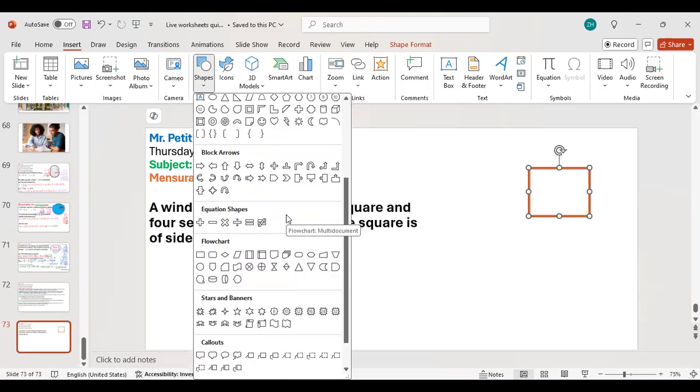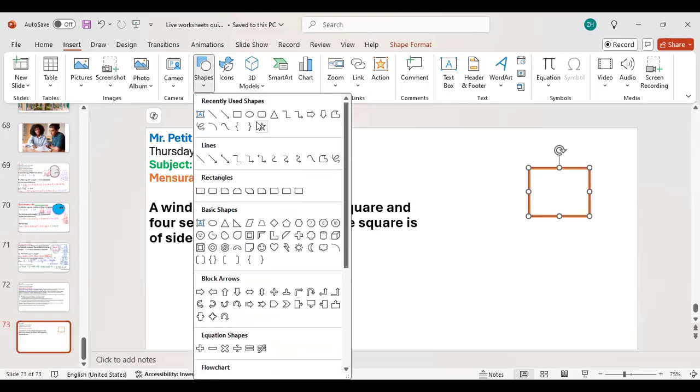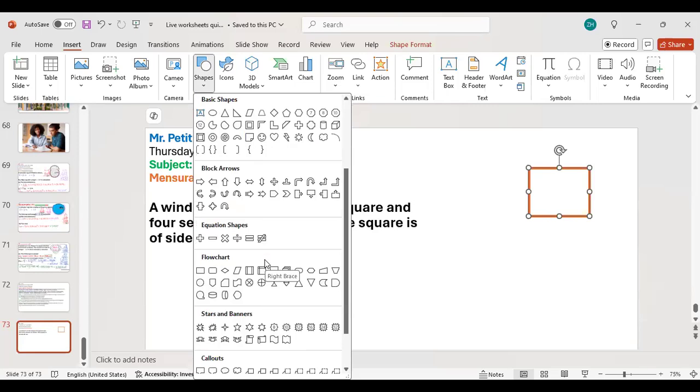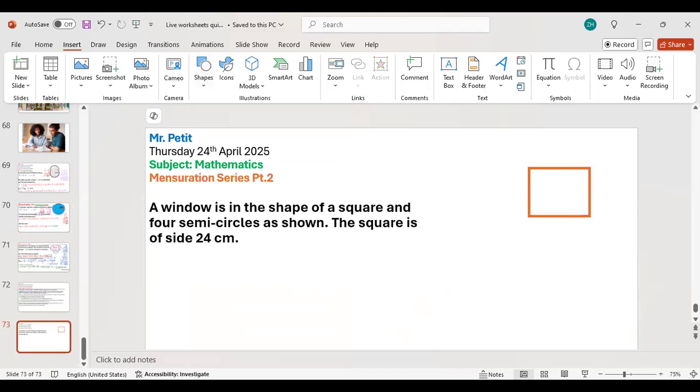Do y'all see a semicircle? I don't see a semicircle. So I have to actually draw that then. What do you think we have to do? You all have a pencil and pen, so it's easier. Doing it online is harder.